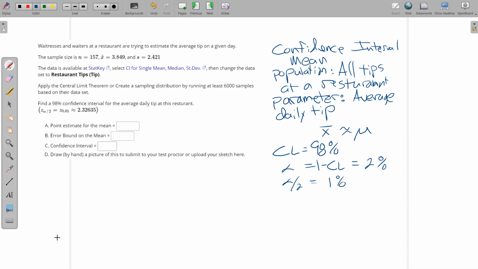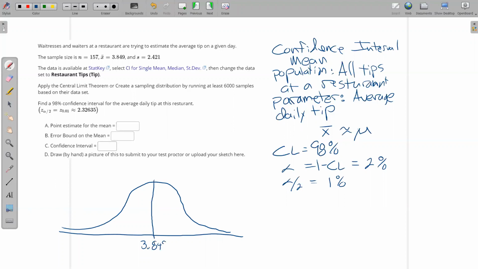And blue is fine. So let's start sketching out our confidence interval. Draw your best bell curve with a line in the middle. And in the middle goes my sample mean, which is 3.849. This is an important distinction. When we're doing confidence intervals, it's the sample that goes in the middle. If it's a hypothesis test, it's the null hypothesis, which is an estimate of the population that goes in the middle. And that is a tough one to keep track of, which is which.